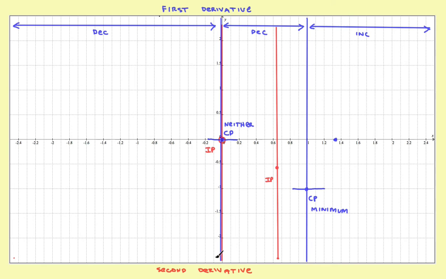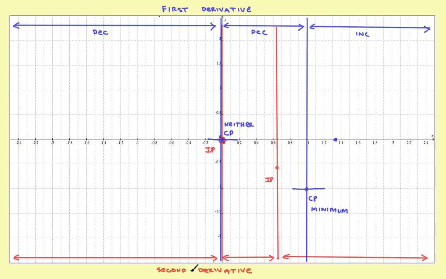Here's the first interval. And that goes from negative infinity to 0. Then I've got a second interval that goes from here to here, and that goes from 0 to 0.66. And then I've got a third interval that goes from here off to positive infinity. And it looks like that. So there's the third interval. Now that divides it up into 3 intervals.